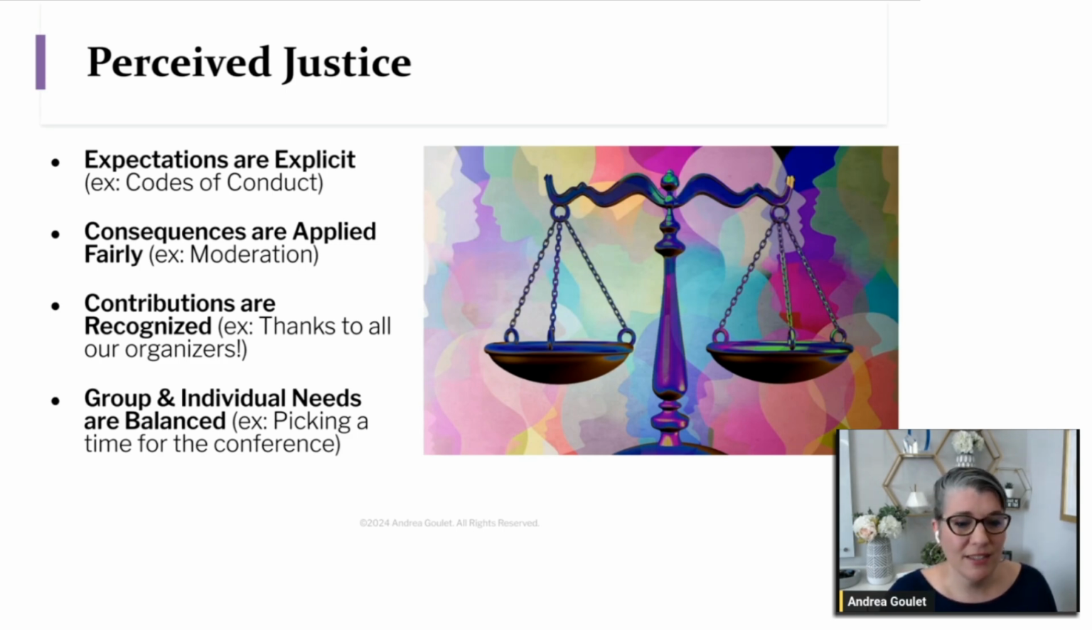Contributions are recognized. So I think of all the thank you slides that we saw in the beginning, and another thanks to everybody who organized, thanks to everybody who's participating. And then also recognizing that there's a balance between group and individual needs, right? And balancing that can be a hard act. But a lot of times when you explain the rationale, and sometimes you can't, but that's another place. So for example, picking a time for the conference, right? We have friends in Europe and we have friends in Asia. And at the same time, we just don't have the capacity to do a 24-hour event where everybody would be able to participate. So we had to draw some boundaries around what the group needs versus what the individual needs.